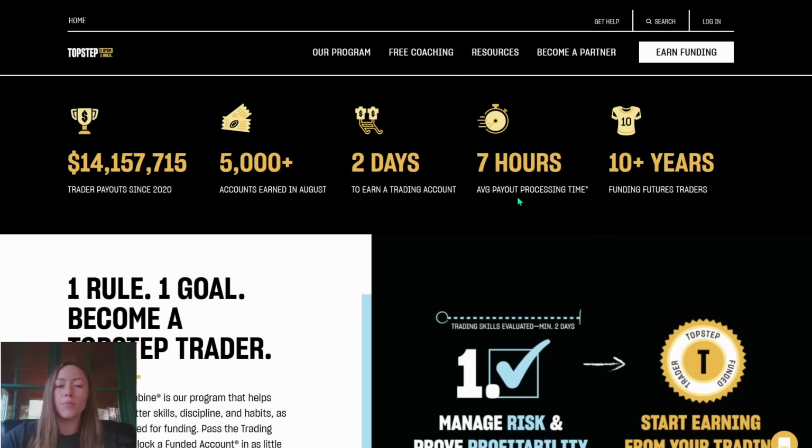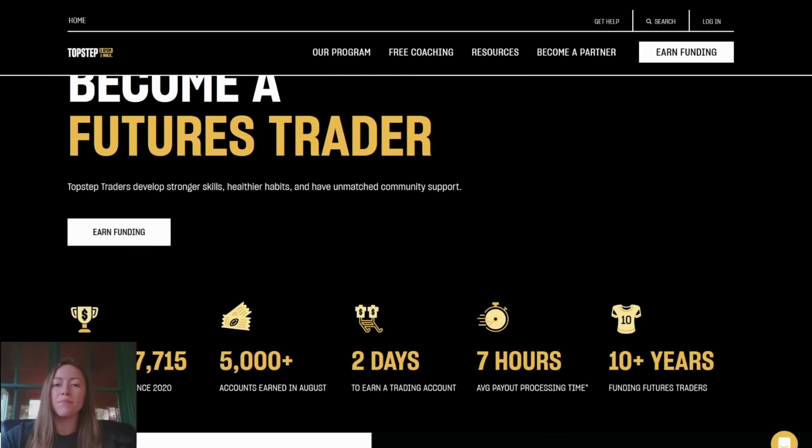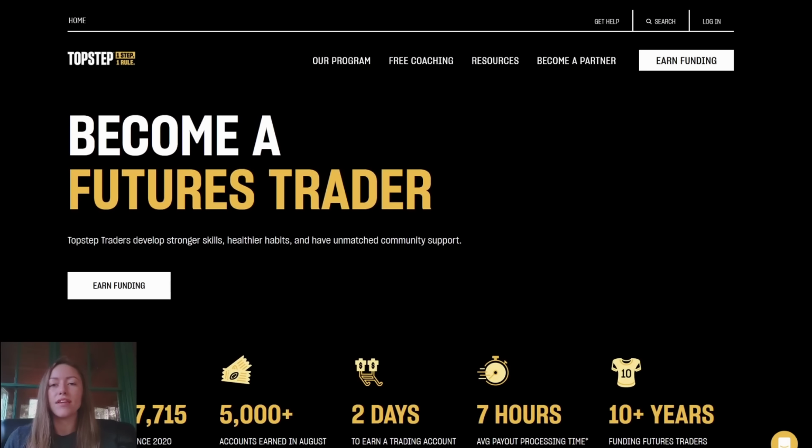I will probably open a TopStep account just to get a feel for them, but I really do like Apex because they give you the option to trade up to 20 accounts, which I really, really like for the psychology aspect, whereas TopStep only lets you trade 3, I believe. They have less strict rules though than Apex. So it just is your preference.